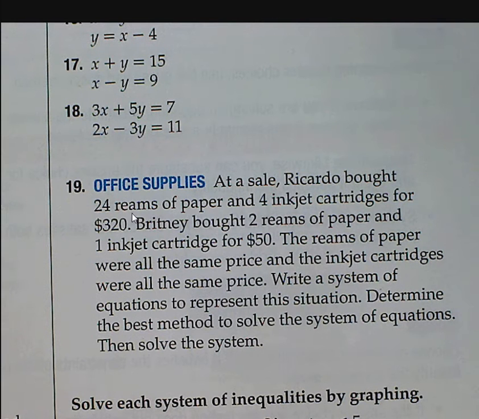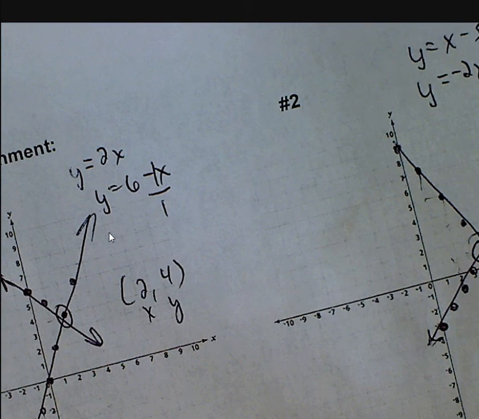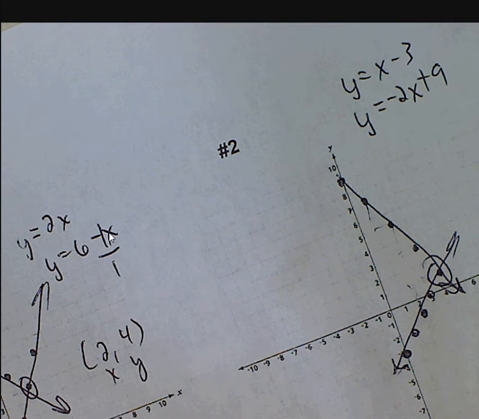So the two unknowns are our reams of paper and our inkjet cartridges. I'm going to let P be paper and C be cartridges. If there were 24 paper, so 24P plus 4C equaled 320. So our first equation of our system is 24P plus 4C equals 320.